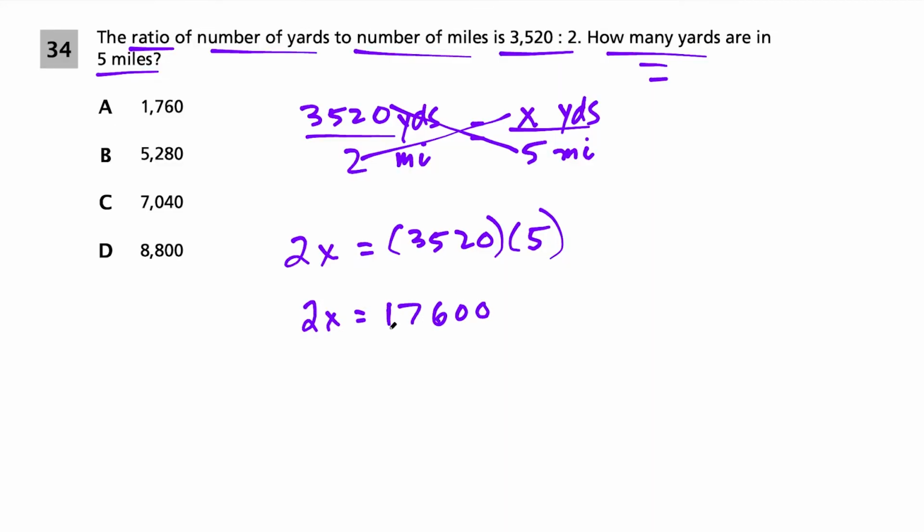And now for this last part here, we want to solve for the mystery value of x. It's 2 times x. So the opposite of multiplying by 2 would be to divide by 2. But one of the golden rules of algebra is whatever you do to the left side of an equation, you have to do to the right side of the equation. So now 2 divided by 2 will cancel. And if we do 17,600 divided by 2, we're going to get 8,800. So our solution here is going to be choice D.